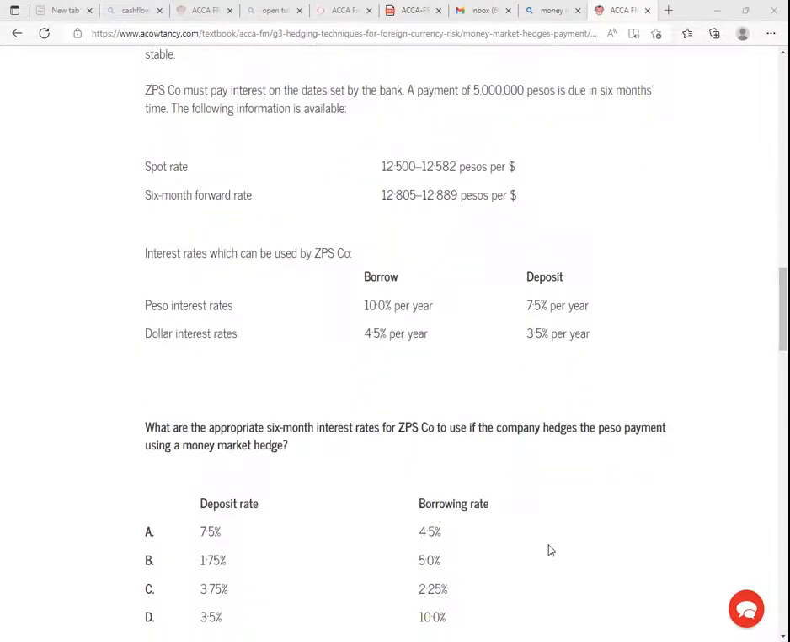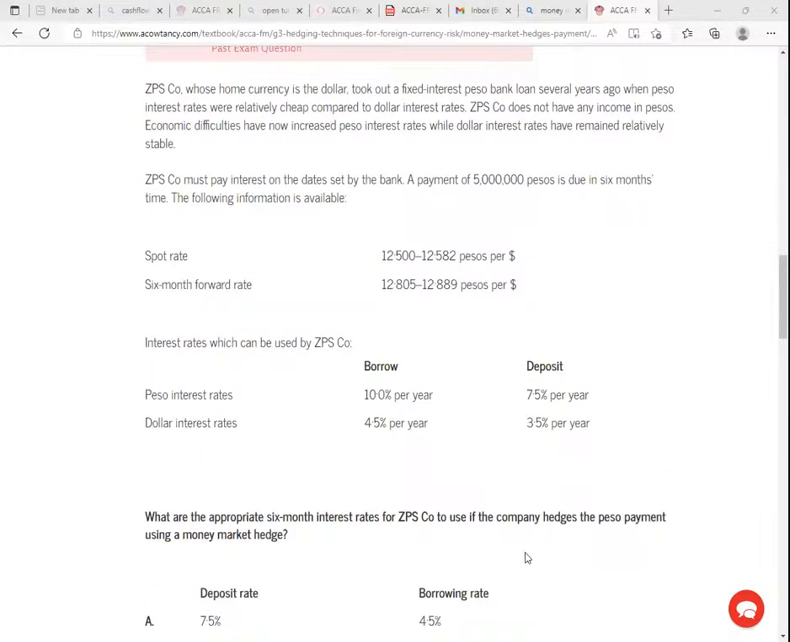Yes, we look at the same question, but this time using a money market hedge. Very, very confusing question, this one.